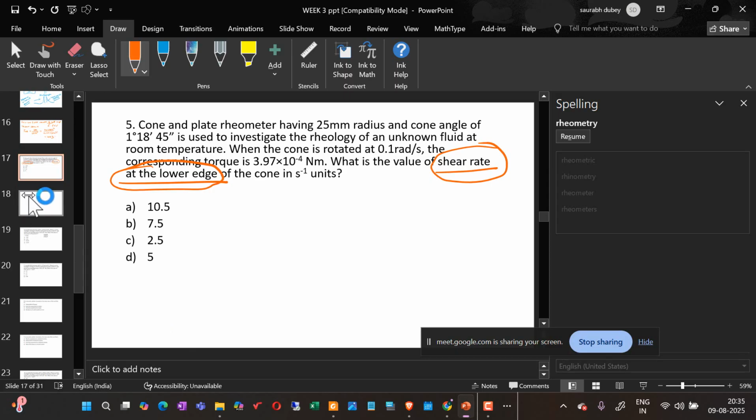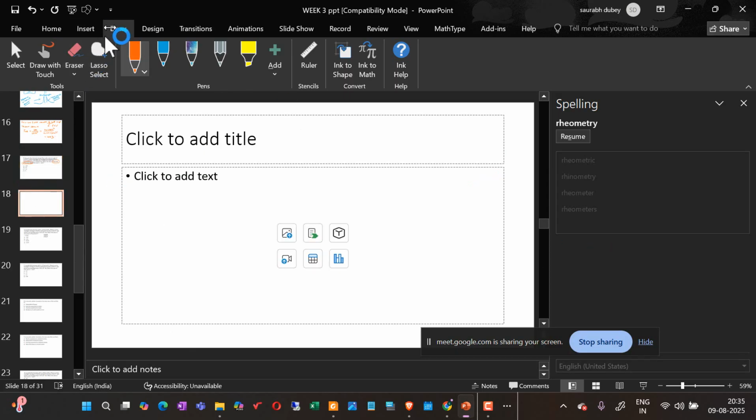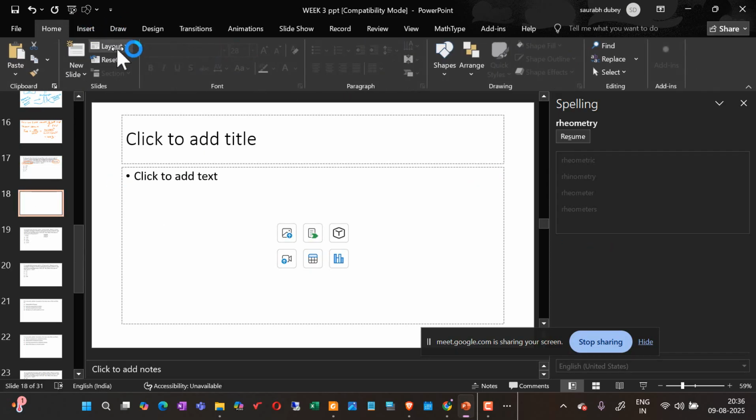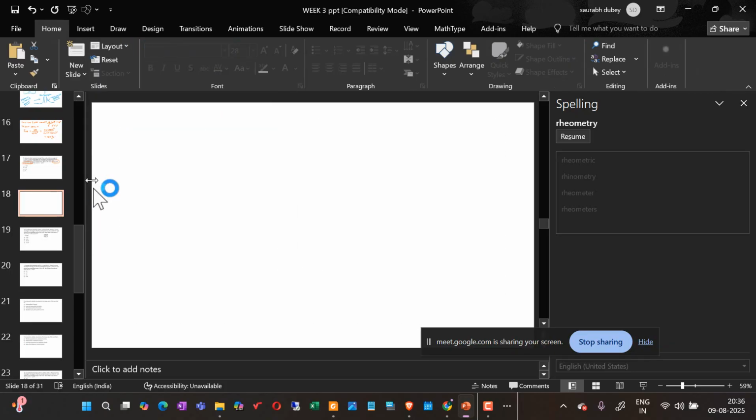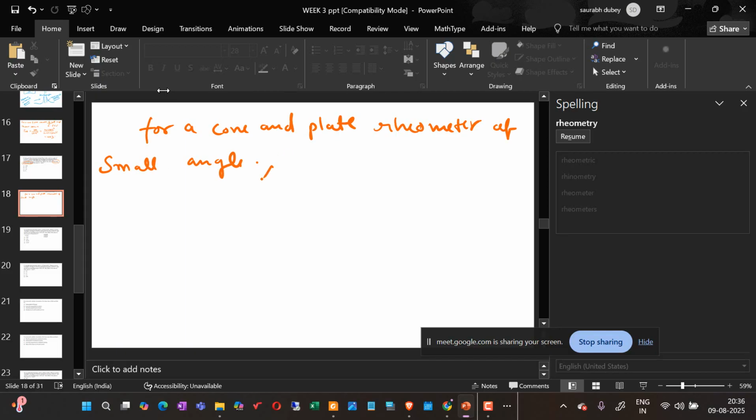So for this question, if you see, let me just remove it. For a cone and plate rheometer of a small angle, for a cone and plate rheometer of a small angle, right? Small angle. What was the shear rate that was discussed?